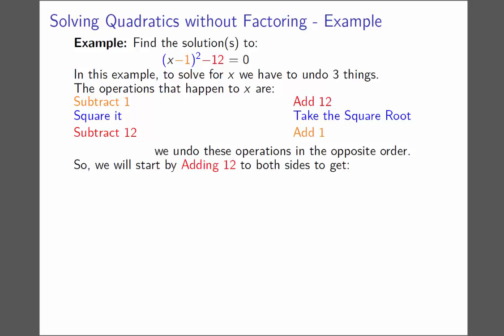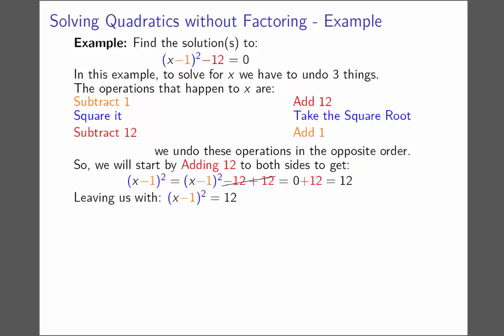So we will start by adding 12 to both sides to get (x minus 1) squared minus 12 plus 12 equals 0 plus 12, which is 12. And on the left, negative 12 plus 12 is just 0, so we have (x minus 1) squared, leaving us with the equation (x minus 1) squared equals 12.